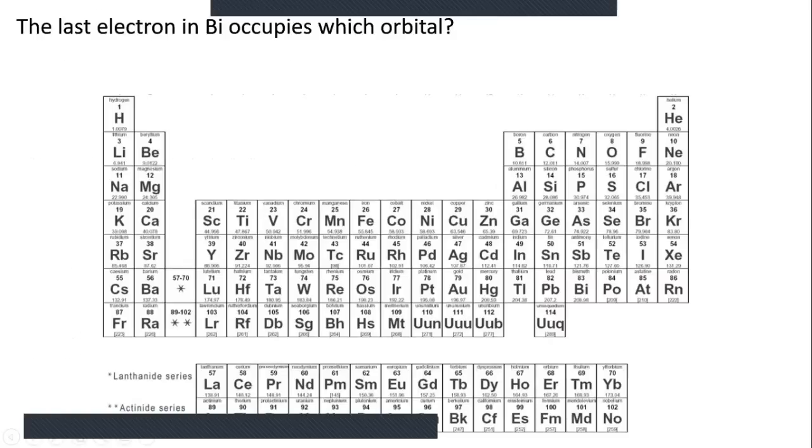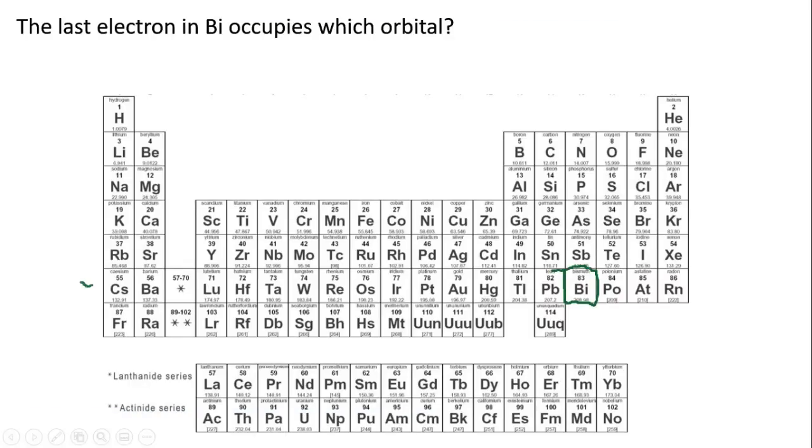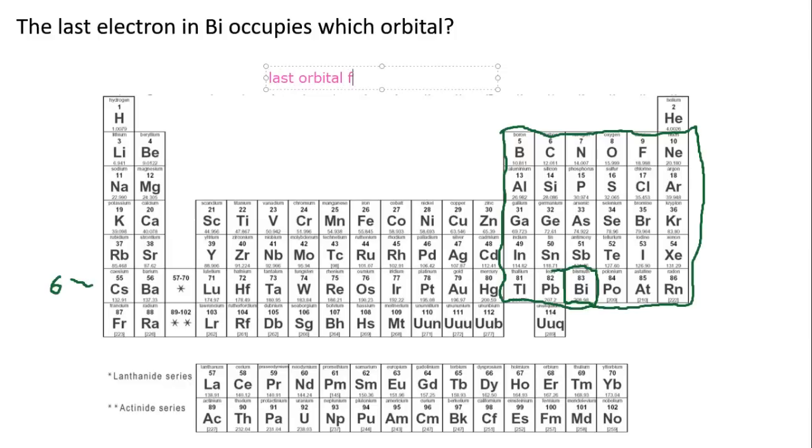So the last electron in bismuth occupies which orbital? Let's see where bismuth is. Bismuth is Bi, so it's here, on the sixth row, and it is a p block element. A p block element tells you the last orbital filled is a p orbital. Since we're on the sixth row, the last orbital filled is 6p. Because again, it's in the p block, on the sixth row, so it's the 6p orbital.